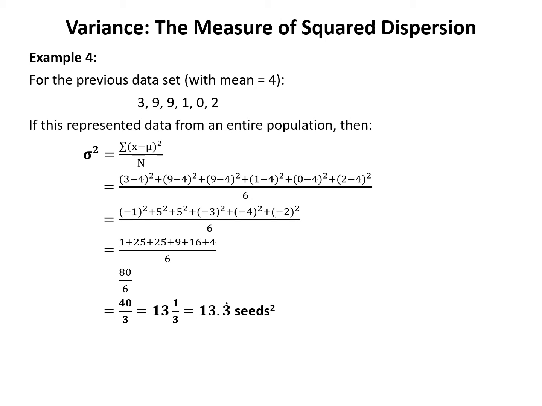So as you can see on the slide, we have the sum of the squares of those differences divided by 6. And similarly to the MAD, all of the negative deviations, because we square them, will become positive. So we end up adding up a bunch of positive numbers. And so the sum of the squares of the deviations is 80. And so sigma squared equals 80 over 6, which reduces to 40 over 3, or 13 1/3, or 13.3 repeated seeds squared.